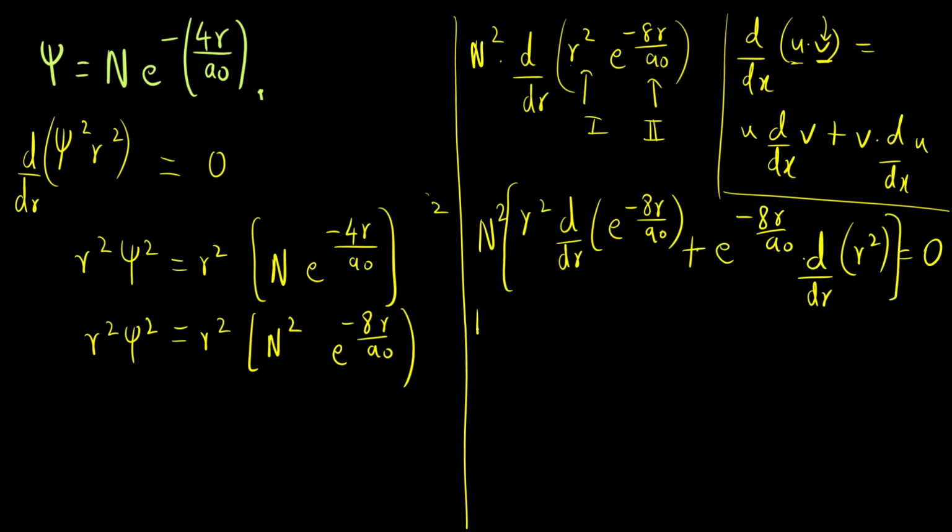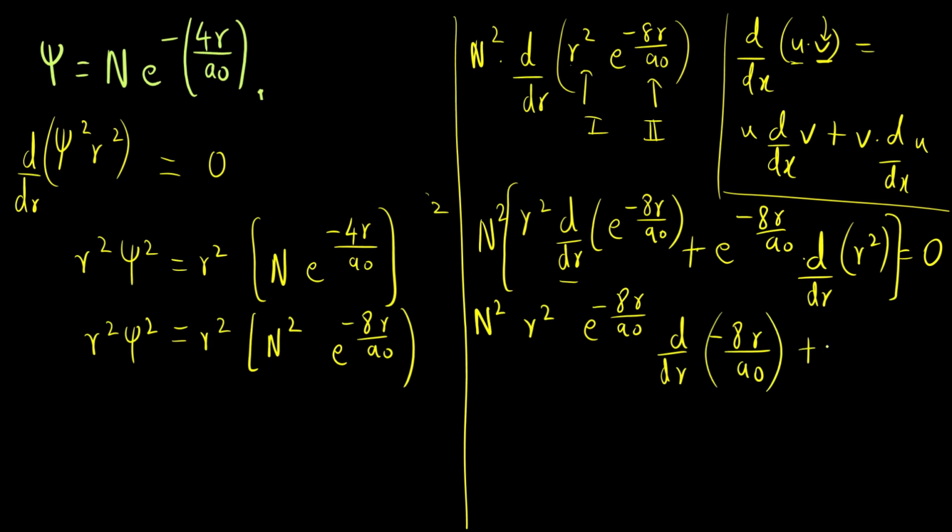Okay, now we can solve this. n square into r square into d by dx of e raised to x is what? e raised to minus 8r by a naught into differentiation of this exponential term, d by dr of minus 8r by a naught, plus e raised to minus 8r by a naught into differentiation of r square is what?